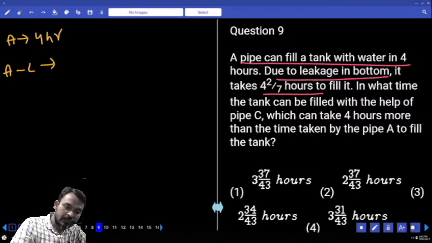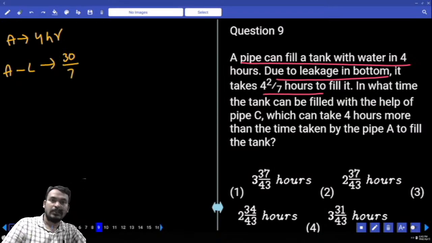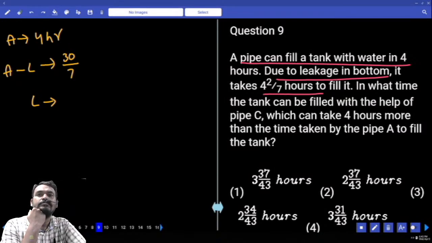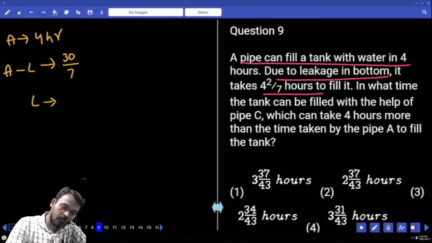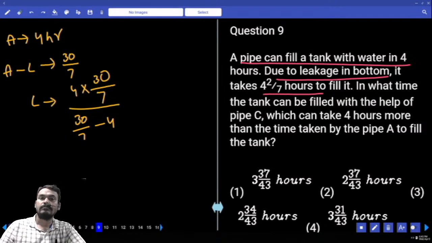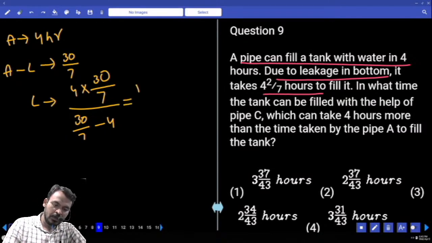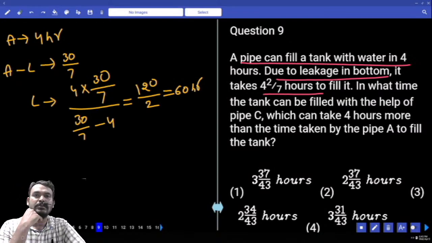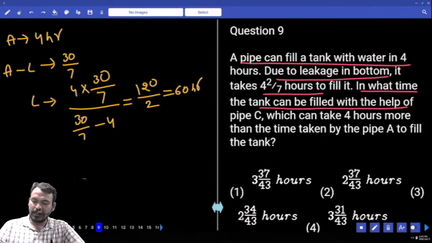4/7 means 30/7 hours. Then we get the leakage value. Only leakage: product by difference or product by sum? Product by difference. One is 4, another is 30/7. Difference means 30/7 minus 4. Okay, numerator 120, denominator 2. 120/2 is 60 hours. Only leakage can empty the tank in how many hours? 60 hours. And in what time can the tank be filled with the help of C?